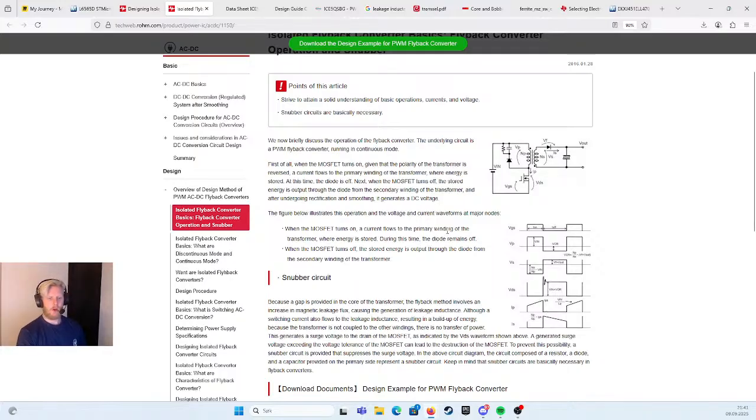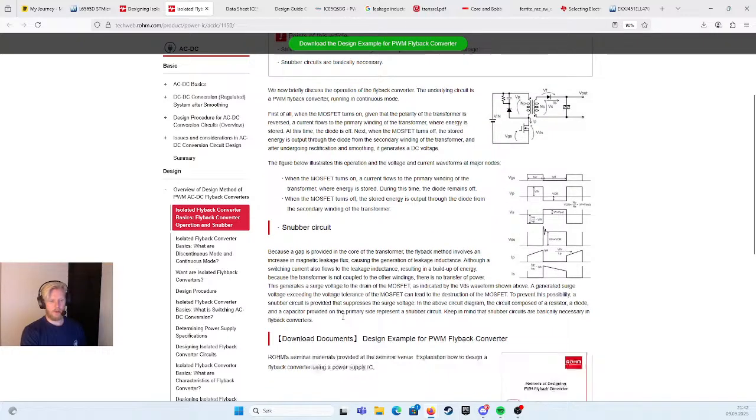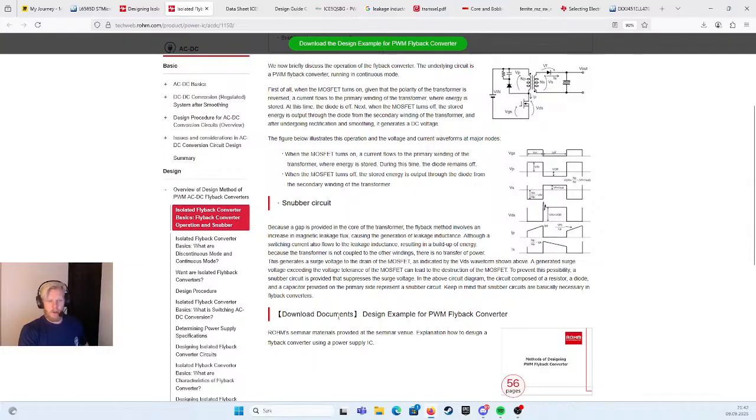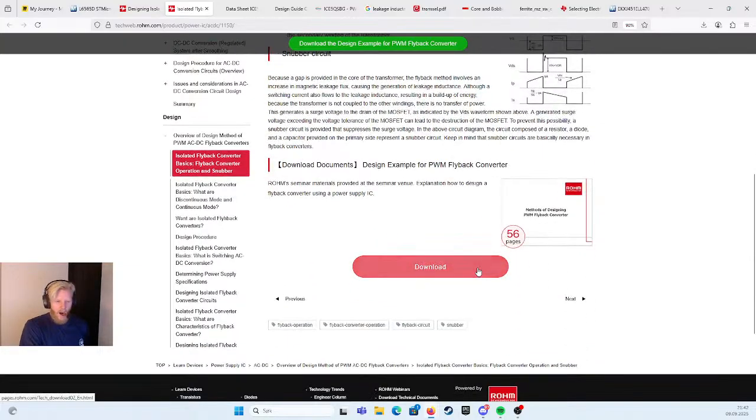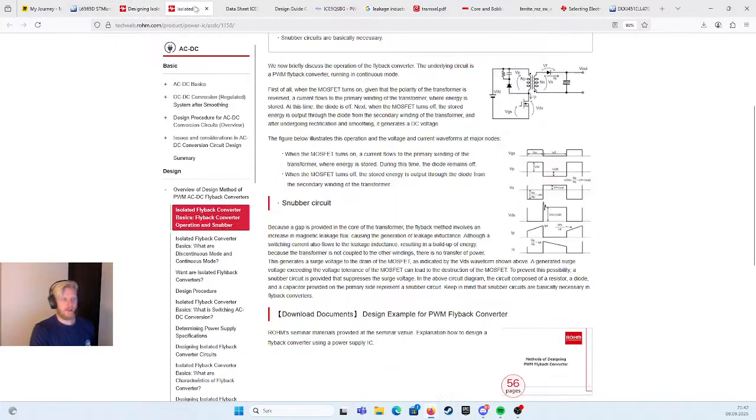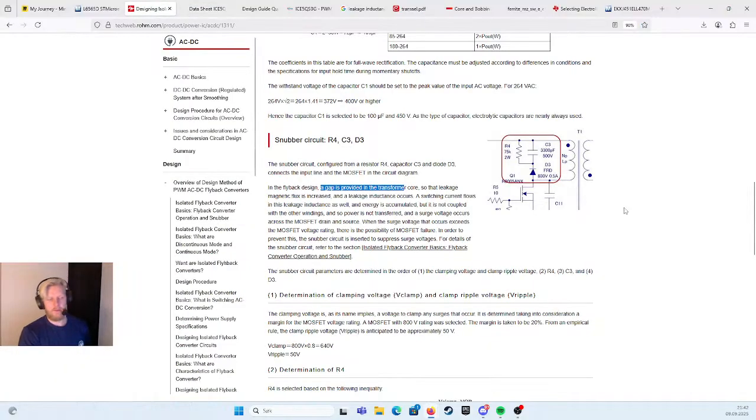The current flows to the primary winding of the transformer where energy is stored. During this time, the diode remains off. When the MOSFET turns off, the stored energy is output through the diode from the secondary winding of the transformer. Oh, that's basically it. It's not really that complicated, but it makes a lot of sense why you need this type of circuit.